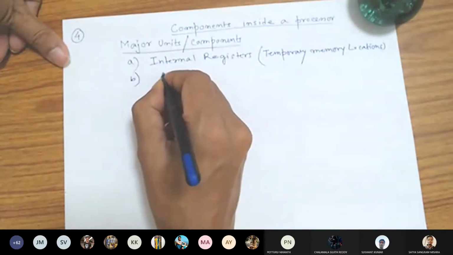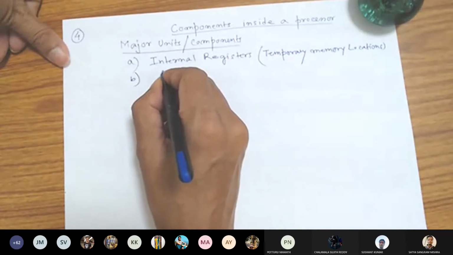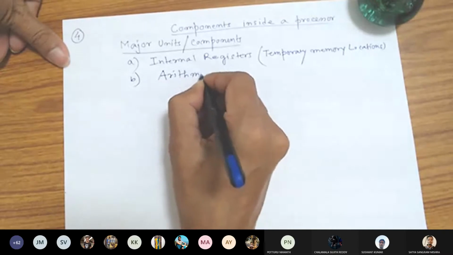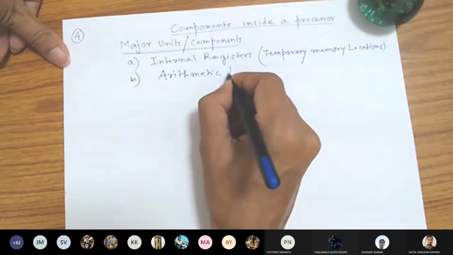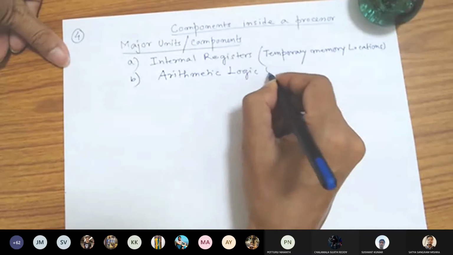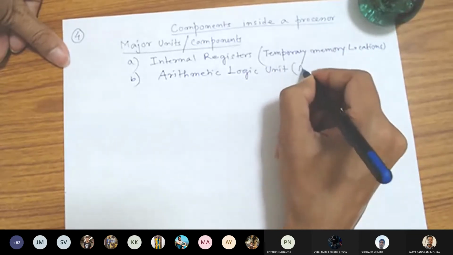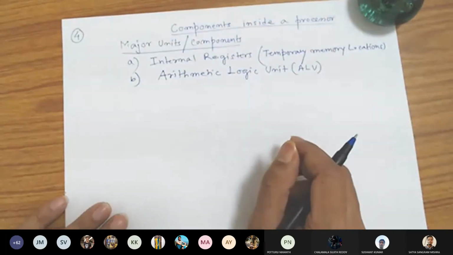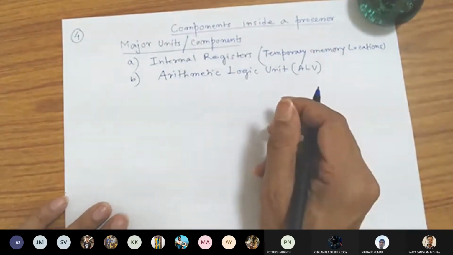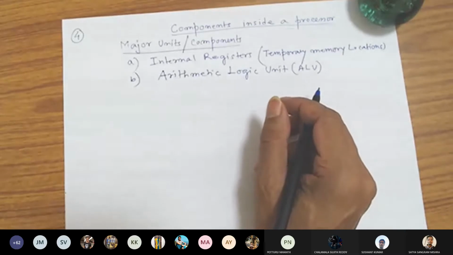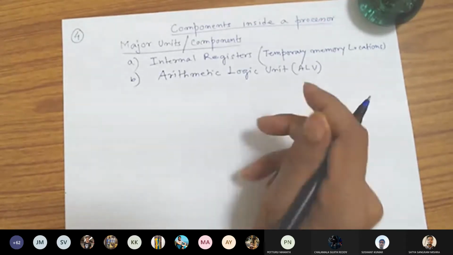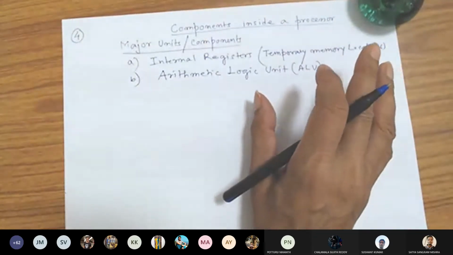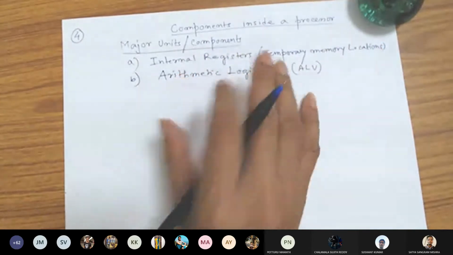We have one specific unit that is called the arithmetic logic unit. From the name itself, you can understand what it does. It performs all the arithmetic and logic operations: addition, subtraction, multiplication, AND, OR, NOT. All the arithmetic and logic operations required will be done by this arithmetic logic unit.